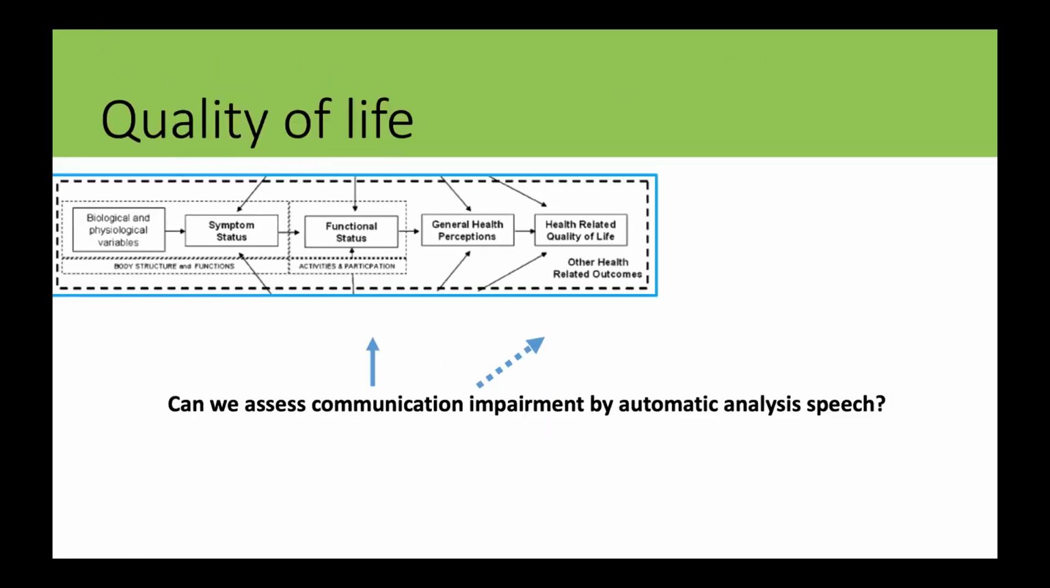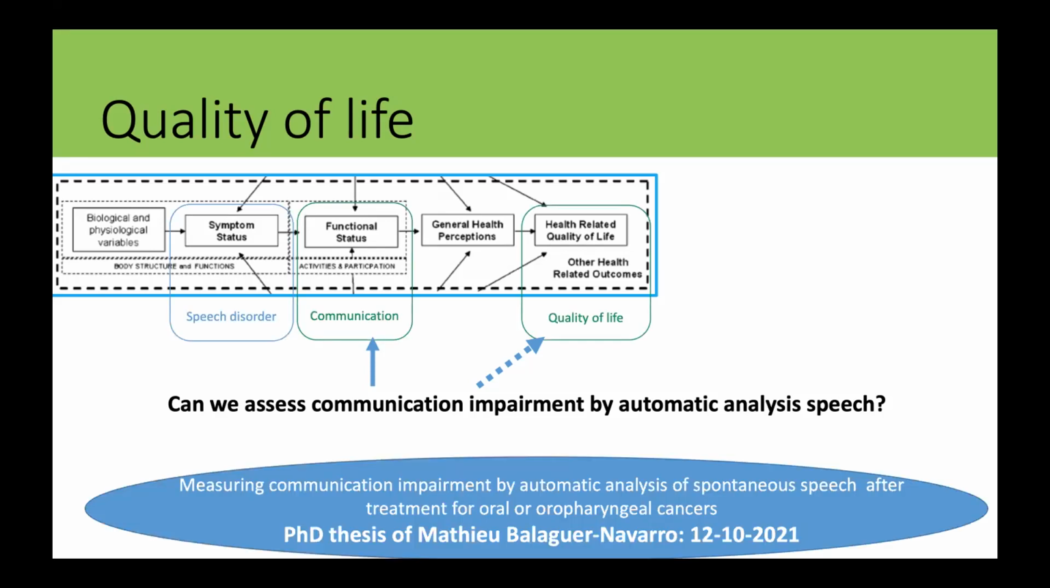And to end, the quality of life. That's a big challenge. And the question is, can we assess communication impairment and quality of life by automatic analysis of speech? That is the work of Mathieu Balaguer. Mathieu Balaguer made a very good thesis, and the title was Measuring Communication Impairment by Automatic Analysis of Spontaneous Speech After Treatment for Oral and Oropharyngeal Cancer.